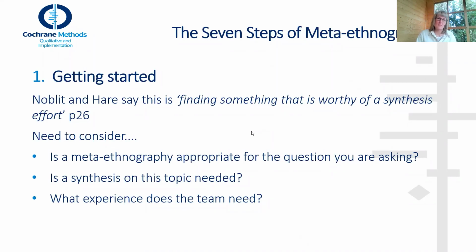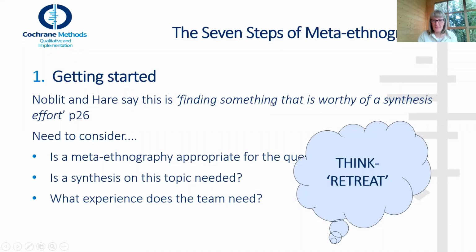So the getting started component is very much about, as they call it, finding something that's worthy of a synthesis effort. And within that, we've talked about focusing the review before, and you need to consider: is a meta-ethnography appropriate for the question that you're asking? Is a synthesis on this topic needed? And what experience does the team need? And when I was going through this, I thought what we need to highlight here is thinking about the RETREAT criteria that we've talked about already.